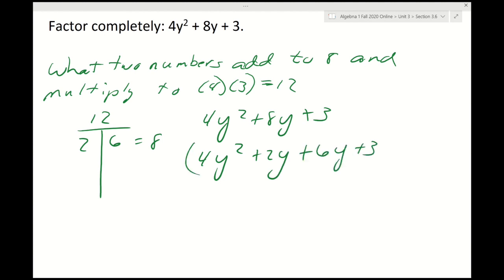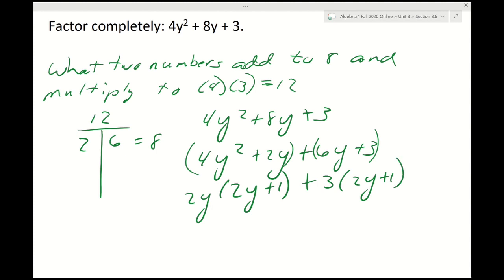Pairing these up, I can see the first two have a common factor of a 2y, and the second two have a common factor of a 3. The two pairs have a common factor of a 2y plus 1. That leaves me with a 2y plus 3.